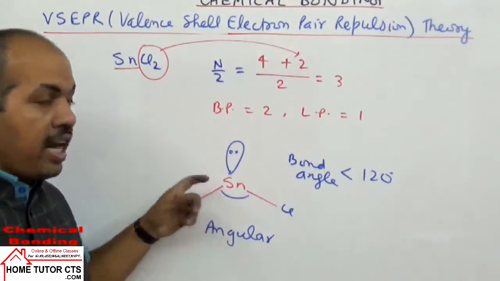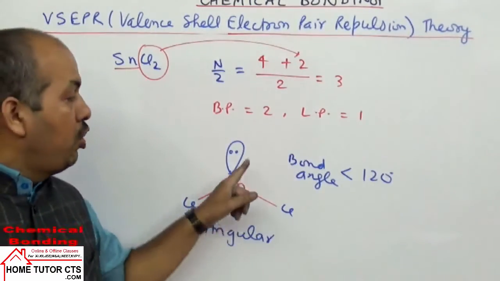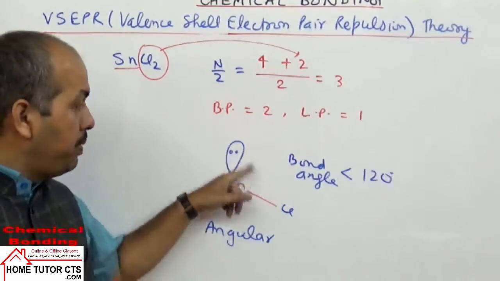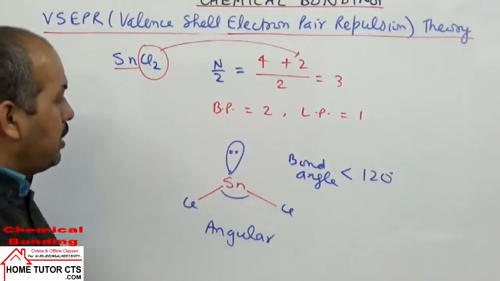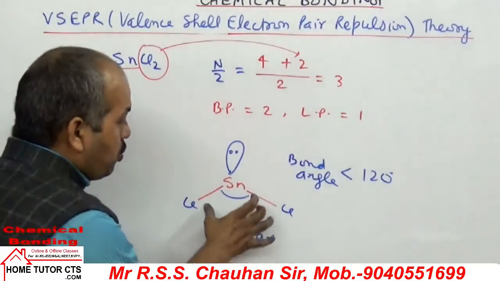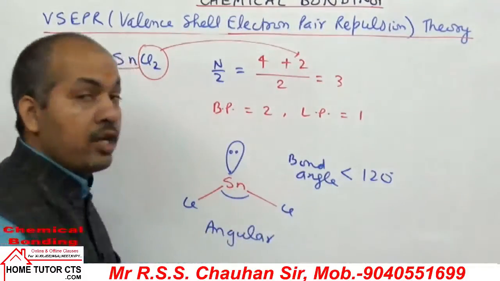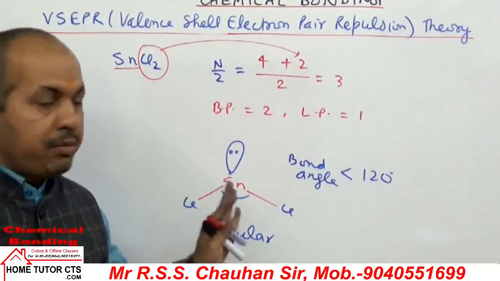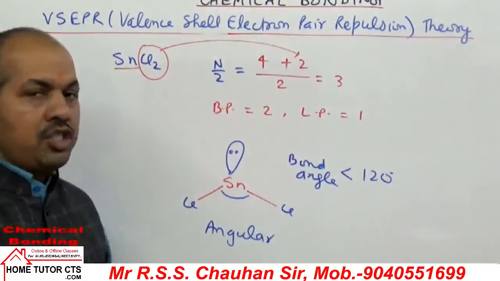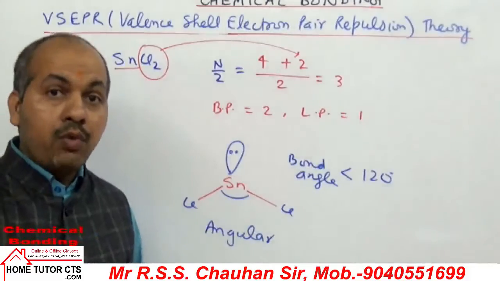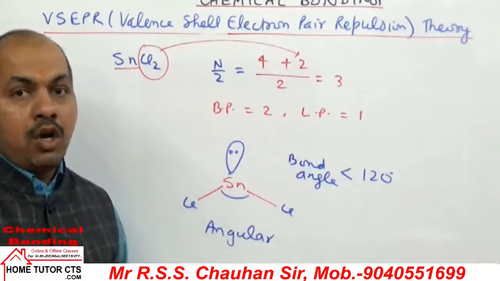The 2 bond pairs have less repulsion, whereas lone pair-bond pair have more repulsions. So more repulsion means the angle becomes less. By more repulsion the bonds will come closer. So when the bonds are pushed, the angle becomes less than 120 degree. So my example here, the shape is angular. See, for the shape of molecules we consider only the bond pairs, not the lone pair.